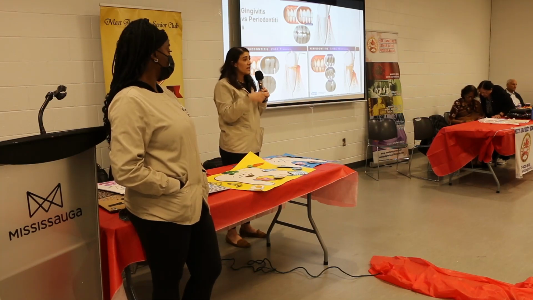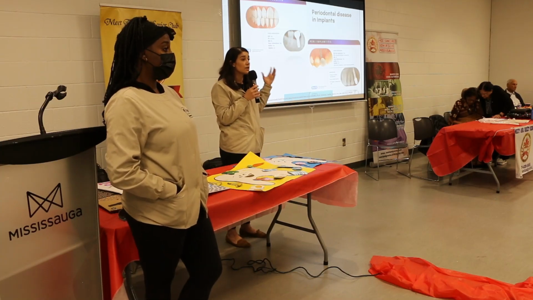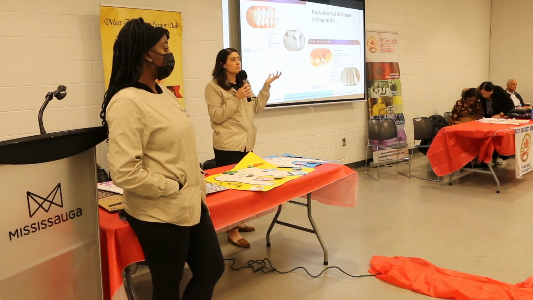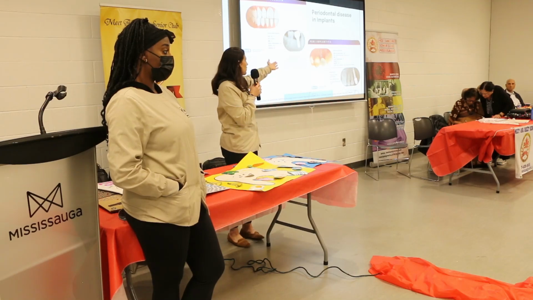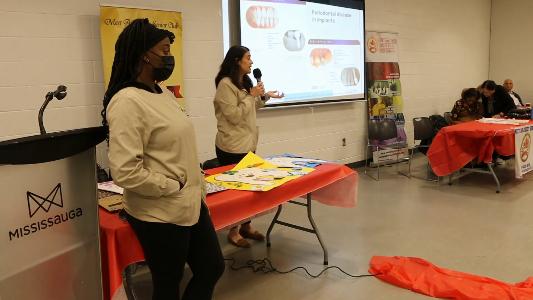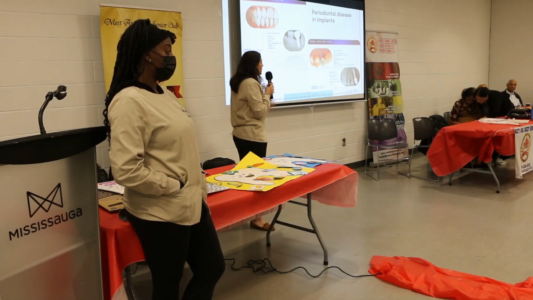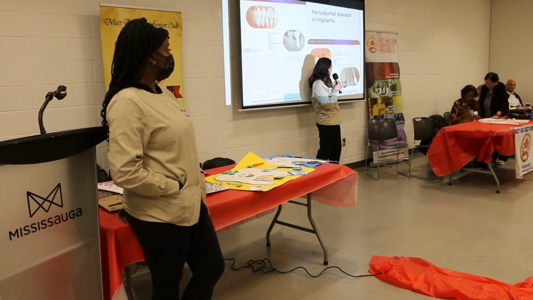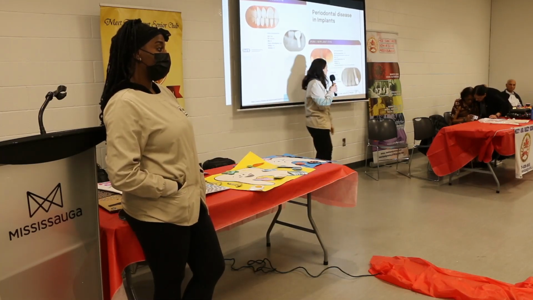People that have implants can also have these diseases around the implants. We have peri-implant mucositis, which is gum inflammation when you have an implant, and peri-implantitis, which is like periodontal disease, bone loss around the implant. You can see here that there is a shadow around it. This is normal bone on a radiograph, and here you can see all the bone loss around the implant.